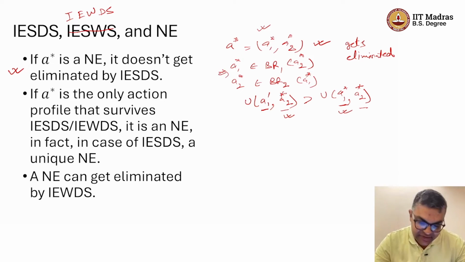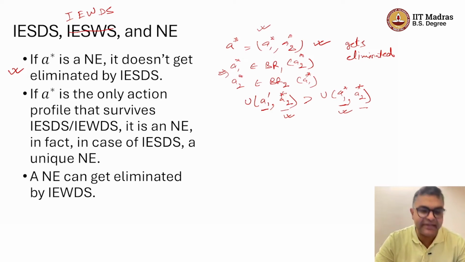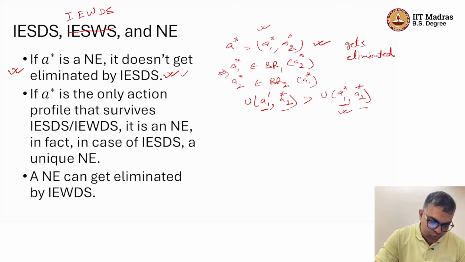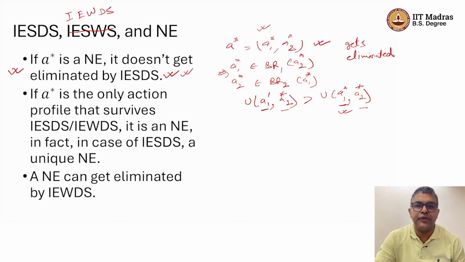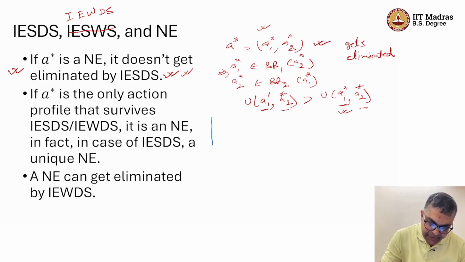So we get an absurd result because of our assumption, that A1 star gets eliminated while being a Nash equilibrium. So we can say that if A1 star is a Nash equilibrium, it doesn't get eliminated by ISDS. This argument is not true when we do iterated elimination of weakly dominated strategy, and this we can see through an example. So let us say we have the ranked coordination game that we have seen earlier.